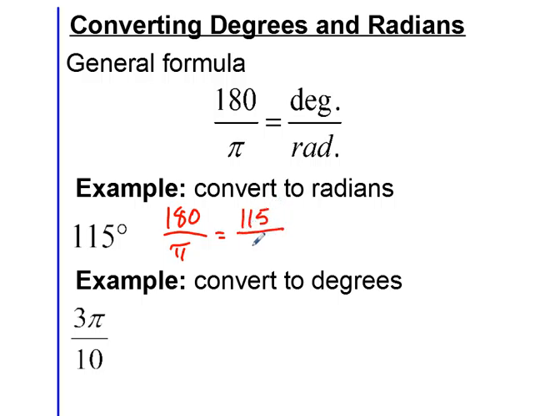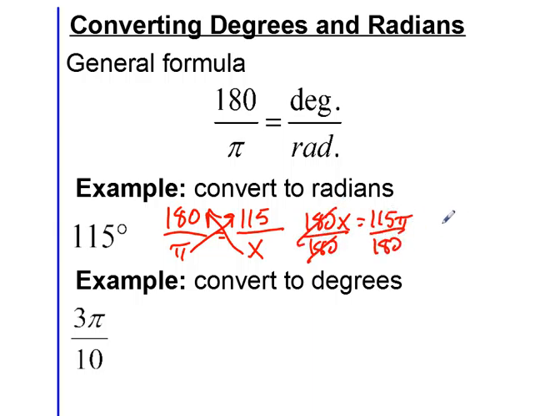115 over x. I want to create radians, so I put an x in the radian spot. I now go ahead and multiply, and I end up with 180x is equal to 115 pi. I divide both sides by 180, and now I have my x. If I can reduce, I should reduce. This goes down to 23 pi over 36.